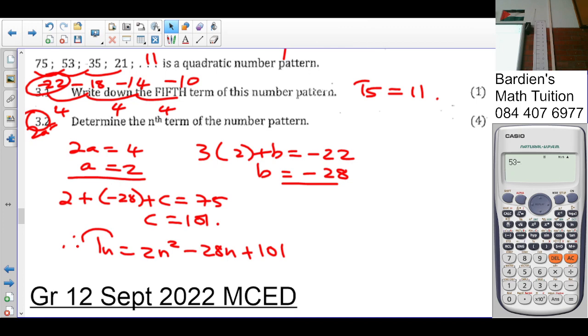Okay? And you can test it. Whenever I see an n, I put a 5. So 2 times 5 squared minus 28 times 5 plus 101. It should give you an answer of negative 11, which makes that good. Okay.